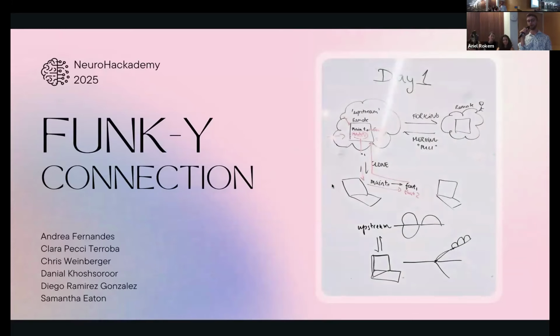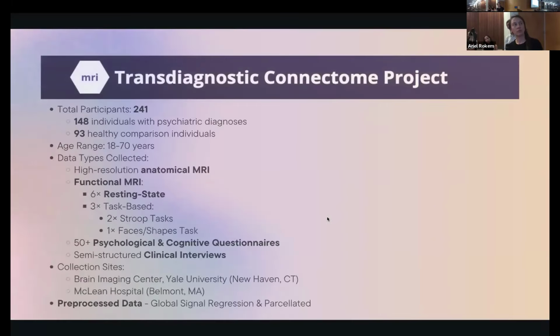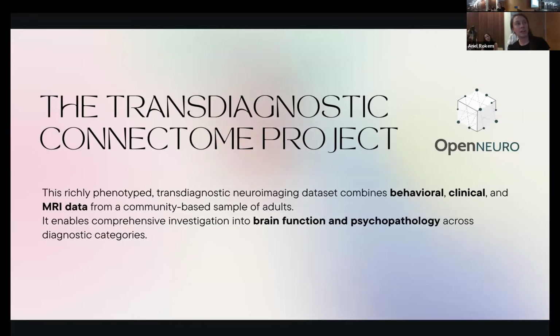So this was our day one GitHub workflow. It's a little incoherent, so not much to say, but I just wanted to say that it was extremely helpful having all the Git lessons to help us organize and streamline. We used the Transdiagnostic Connectome Project mainly because it contained behavioral, clinical, and MRI data, and this allowed us to explore brain connectivity through psychopathology.